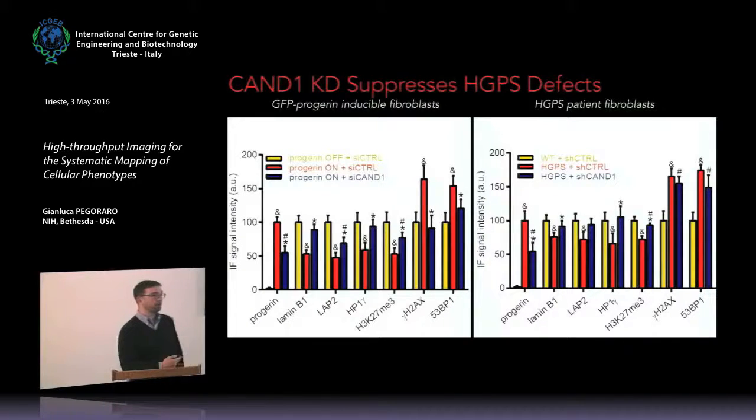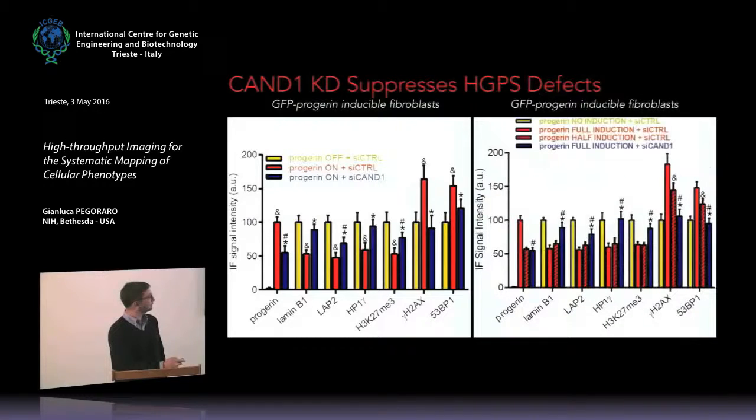Another very important experiment was to test the effect of CANDY1 knockdown not only in the inducible cell line, but also in the actual cells from Progeria patients. So these are primary fibroblasts. And what he could see was that he could nicely rescue the effects on heterochromatin levels and nuclear envelope levels, but not on the DNA damage levels. But this was pretty much in line with previous observations obtained in the Misteli lab and in other labs.